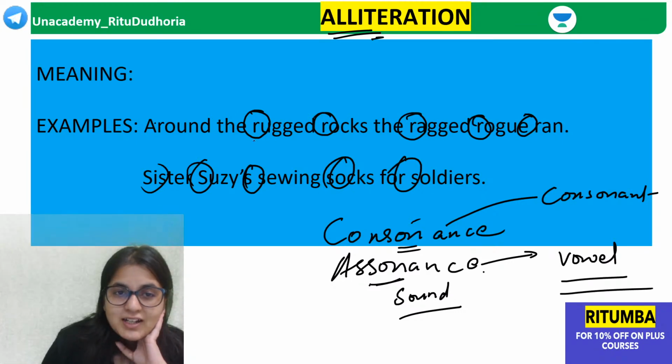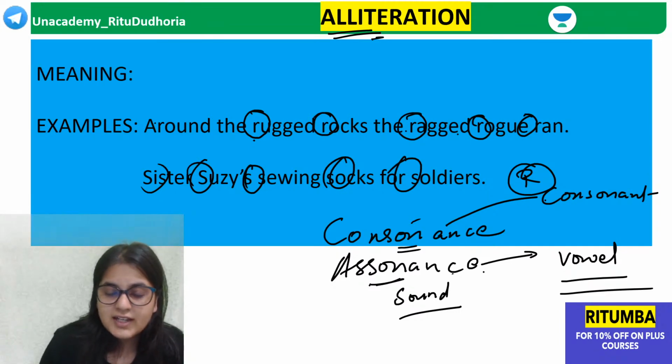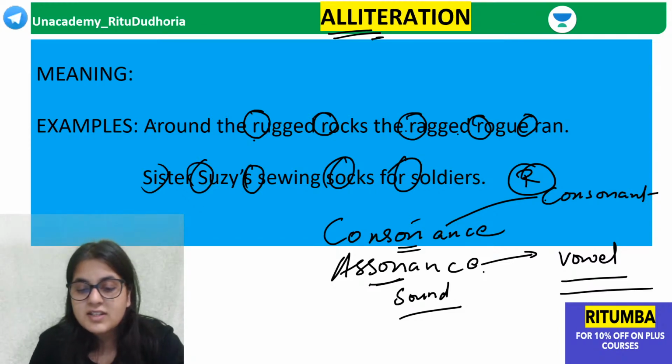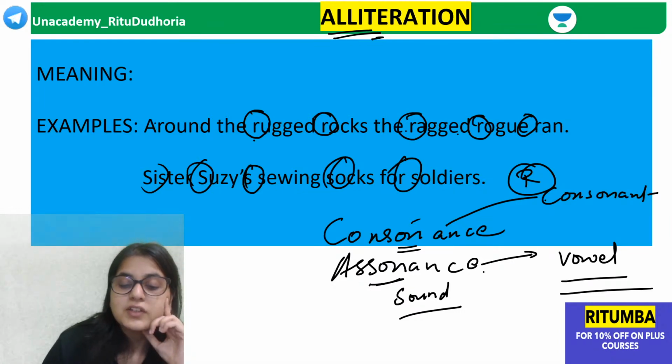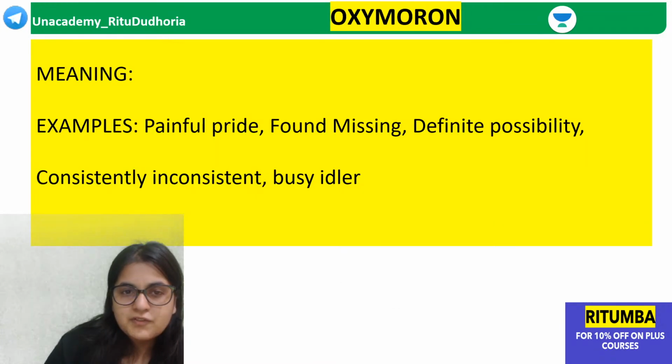So here, rugged rocks, ragged rogue ran, R. This basically becomes consonance, because R is a consonant, it's not a vowel. On the other hand, if it was repetition of vowel sounds, then it would become an assonance. Clear guys? Did all of you understand this? Clear with the difference between consonance and assonance? Yes or no? The repetition of consonant sounds and the repetition of vowel sounds. Clear? I'll show you examples of assonance.